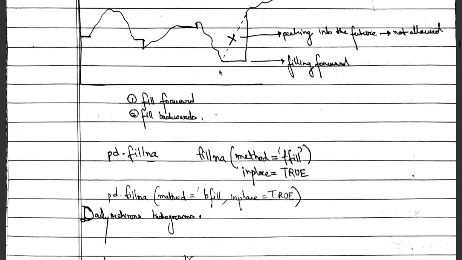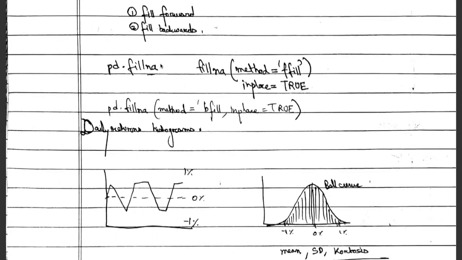So this is forward fill, and here you can see it is a backward fill. In this case, you are doing a backward fill. In this case, you are doing a forward fill, and there is a jump. So there is a forward fill and there is a jump. So that's how you handle this data.